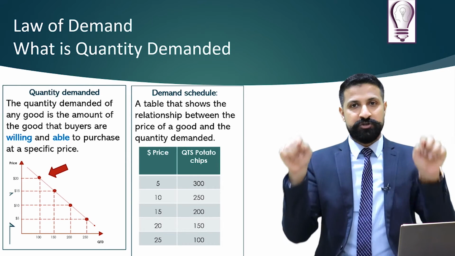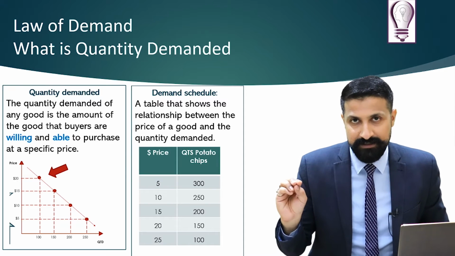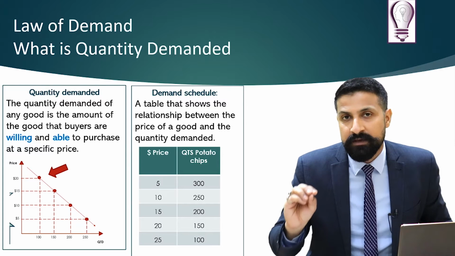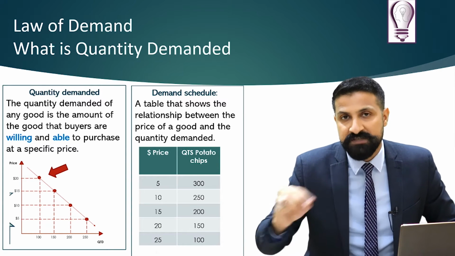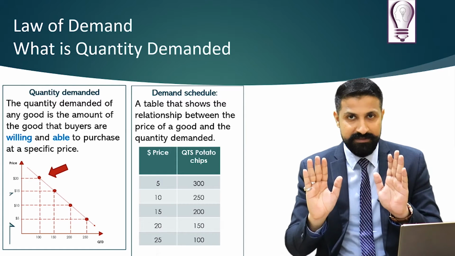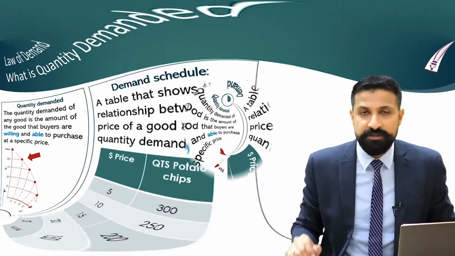Demand is a big picture and quantity demanded is actually the quantity that a buyer or a consumer is willing and able to pay for that specific product on that specific price. Getting my point? That is called quantity demanded. If you read the definition, you will understand.